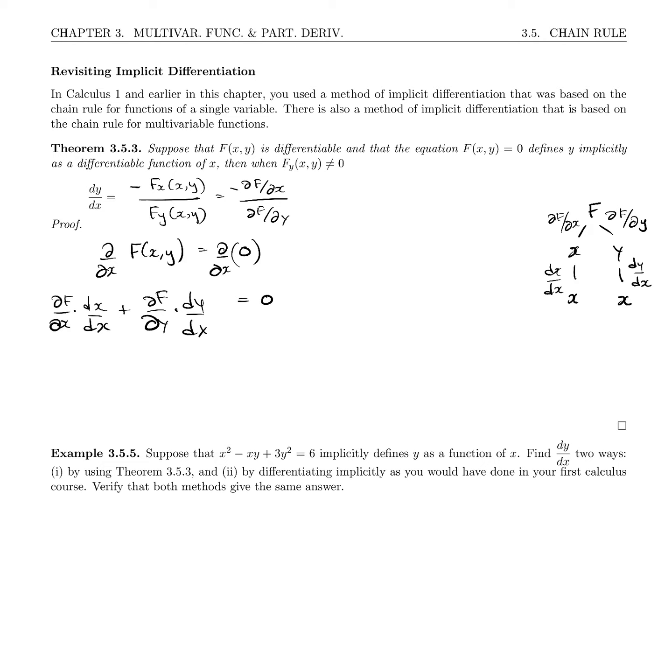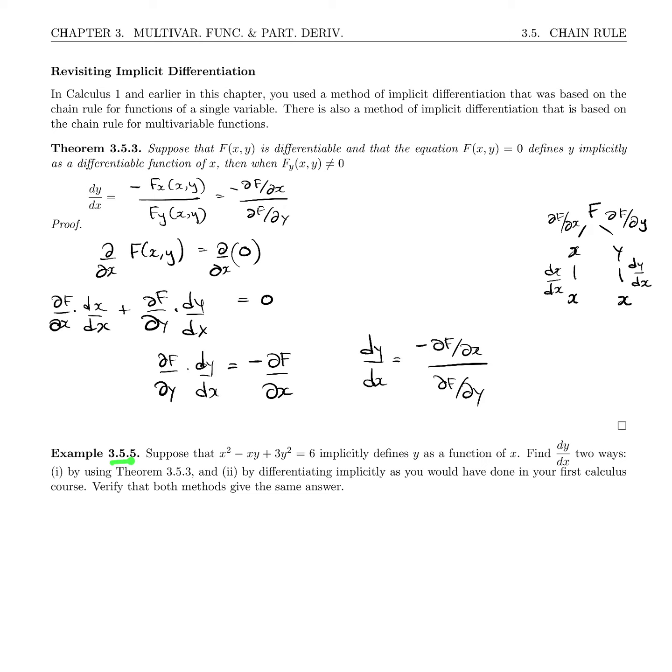dx/dx is just 1, and so if we bring that over to the other side, we are going to have del f/del y times dy/dx is equal to minus del f/del x, and if we isolate dy/dx by dividing, we do indeed get minus del f/del x over del f/del y.